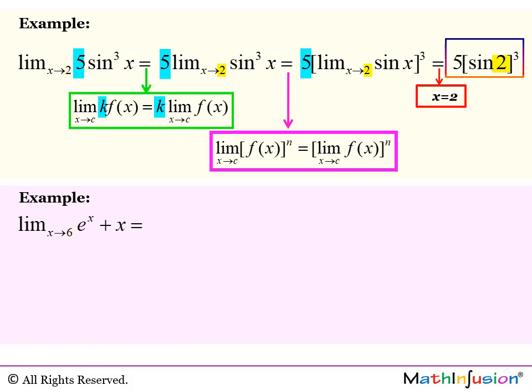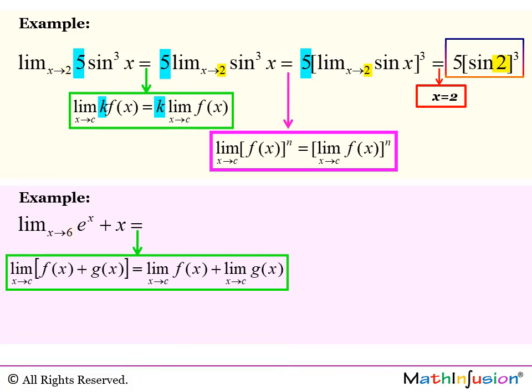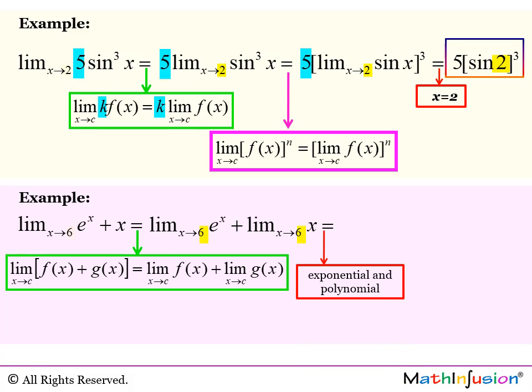Example, the limit of e to the power of x plus x when x approaches 6. Now I'm going to use the fact that the limit of the sum is the sum of the limits. And I know that each one of those functions, e to the x and x, is traceable from left to right, right to left, at any real number x. So I can just go ahead and substitute 6 in the first and 6 in the second. And I get e to the power of 6 plus 6.